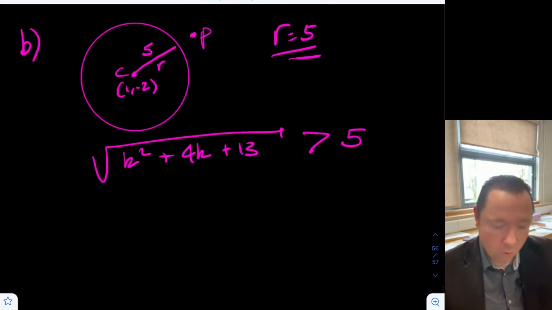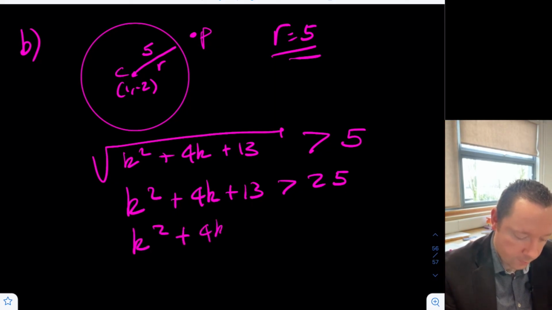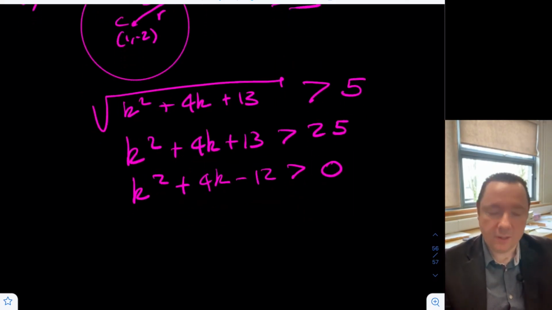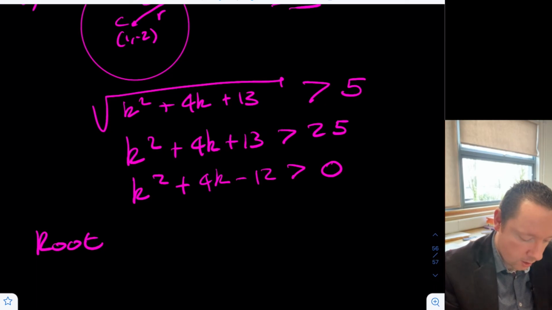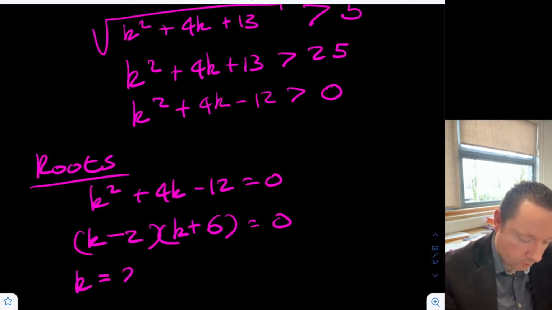So, quadratic inequality, square both sides: k squared plus 4k plus 13 is greater than 25. Taking the 25 over, we get k squared plus 4k minus 12 is greater than 0. And this is a quadratic inequality, so we examine the roots. So looking at our roots, we've got k squared plus 4k minus 12 is equal to 0. Double brackets, we get k and k, 6 and 2, plus 6 minus 2 is 4. So our roots have to make k equal to 2 or k equals minus 6.